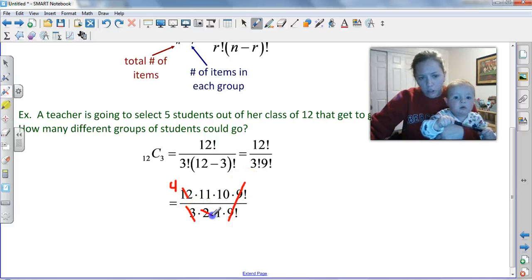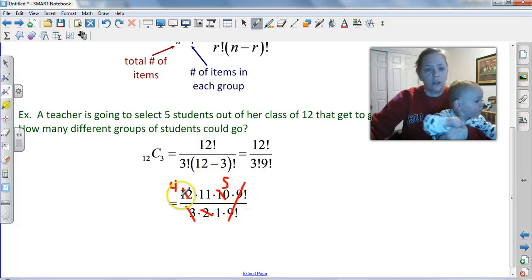I'm going to divide the 2 into the 10. 2 goes into 10 5 times. Now, I've already divided everything on the denominator into the numerator. So all that's left is 4 times 11 times 5. So that's 4 times 11. That's 44. And then 44 times 5. I don't know what that is.